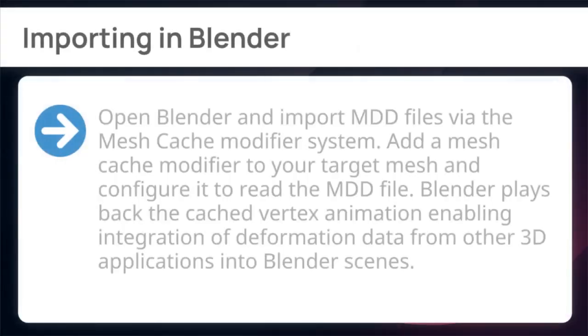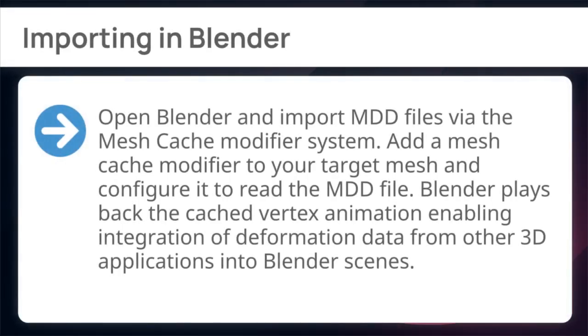First, importing in Blender. Open Blender and import MDD files via the Mesh Cache modifier system. Add a Mesh Cache modifier to your target mesh and configure it to read the MDD file. Blender plays back the cached vertex animation, enabling integration of deformation data from other 3D applications into Blender scenes.